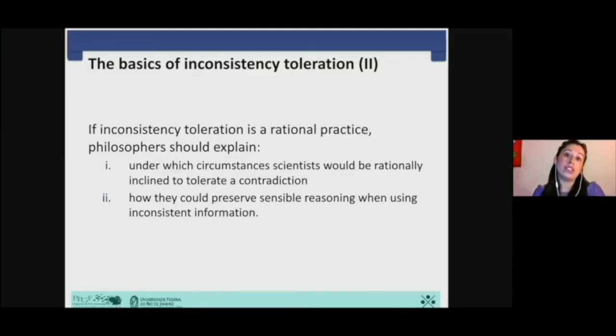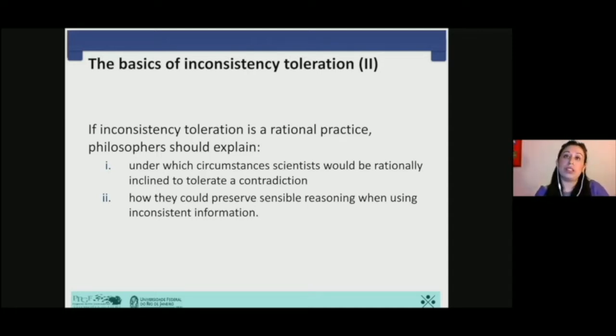Now, if inconsistency toleration is a rational practice, philosophers, epistemologists, and logicians should explain the following. First, under which circumstances scientists would be rationally inclined to tolerate such a contradiction, and second, how they could preserve sensible reasoning when using inconsistent information. Well, the first part has often been addressed by epistemologists by saying that scientists are not trusting or relying on both parts of the contradiction equally, and that one is, for instance, an idealization, abstraction, and a fiction, and the other is something that we believe to be true, or also an abstraction and idealization, among others.